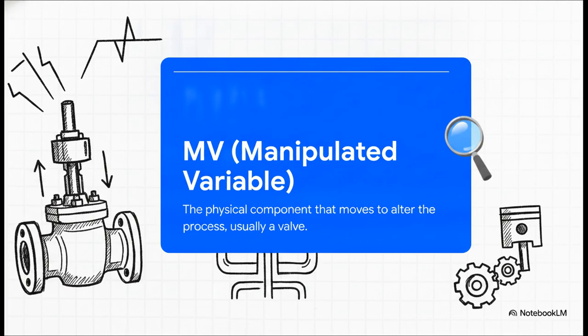Finally, we hit the end of the line, the manipulated variable, or MV. This is the physical muscle of your system. See, while the OP is really just a digital instruction or an electrical signal, the MV is the tangible machinery. It's almost always a control valve, by the way, that physically moves to alter the process. It's that valve stem sliding open or closed, taking the controller's digital instruction and turning it into real-world physical action.